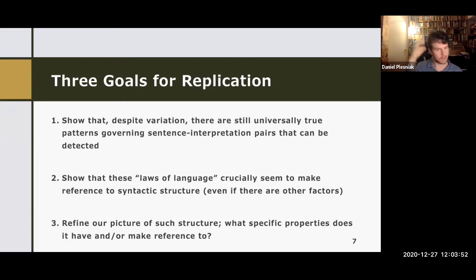The second goal, which is sort of a subset of the first, is to show that these, we can term them laws of language, make reference to syntactic structure. So it's not just that there are patterns that you can find, but that those seem to rely on abstract structure, just like Chomsky had predicted. There may be other factors other than syntactic structure. And this is one of the things where we sometimes diverge from other syntax groups who would like to subsume everything under syntax. Maybe you can, maybe you can't. Our interest is to show that there is syntactic structure at all.